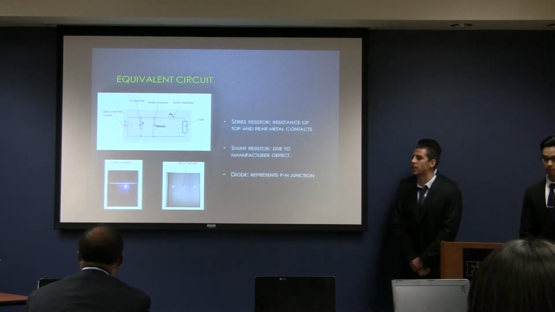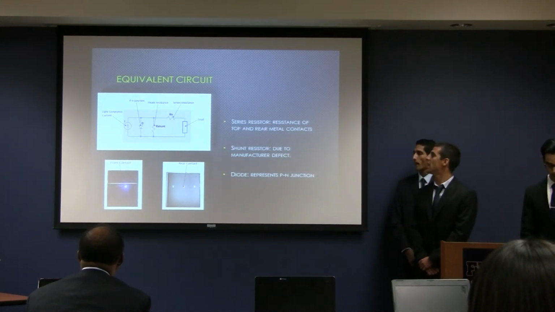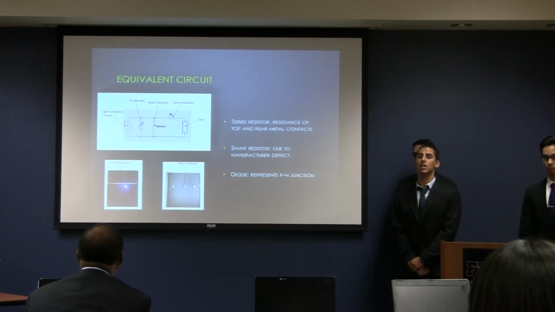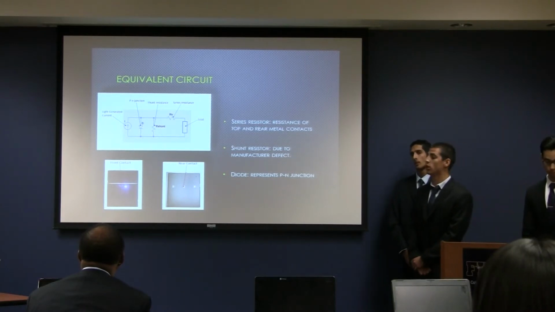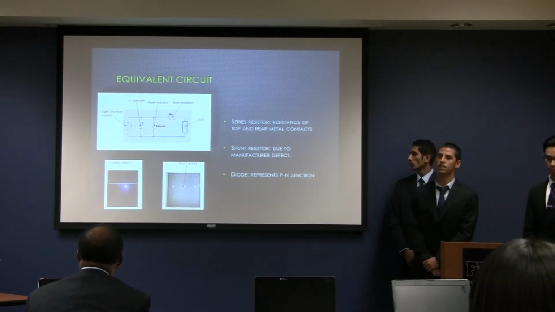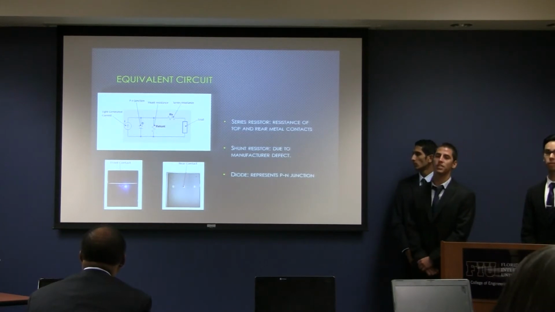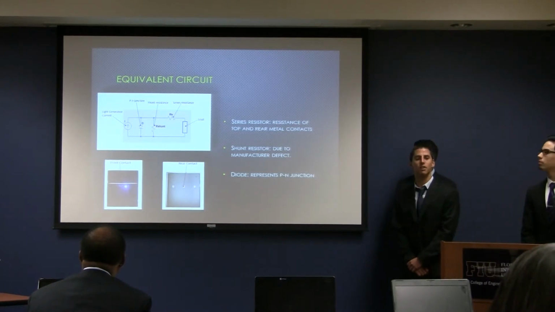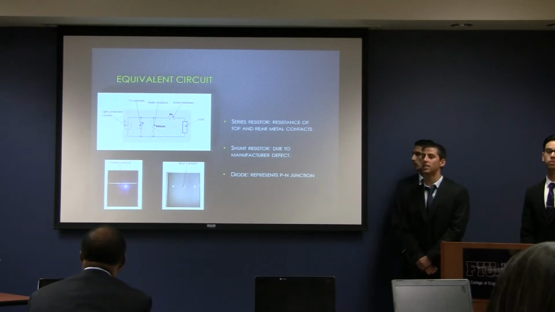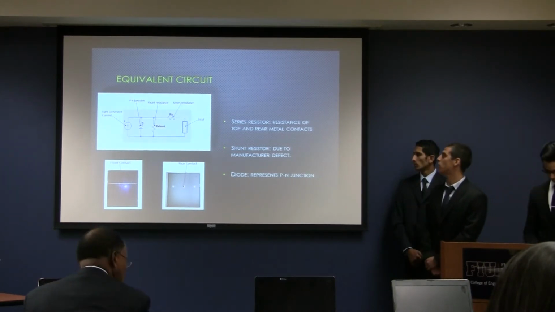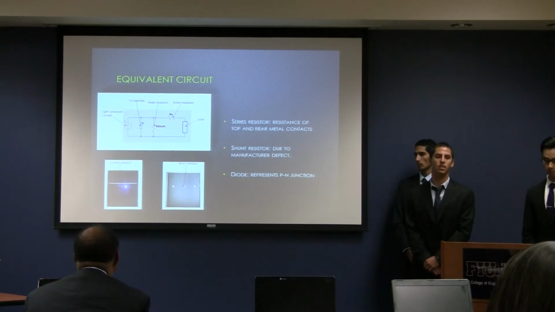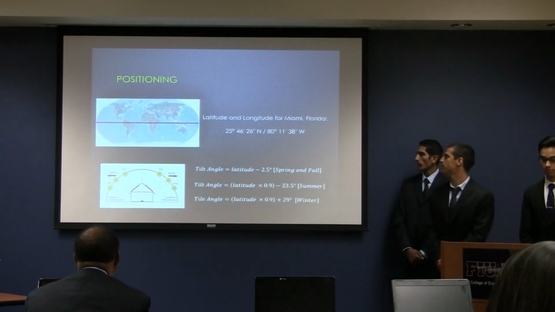This is an equivalent circuit of one of our solar cells. As the diagram shows, the diode represents the PN junction, which is the junction between the positive and negative layers. There are also two resistances in this circuit. The first is a shunt resistor, which is due to manufacturer defects, as each solar cell can't be manufactured perfectly. The second is a series resistor, which is due to contacts with the solar cell, mainly due to metal contact on the top and rear.